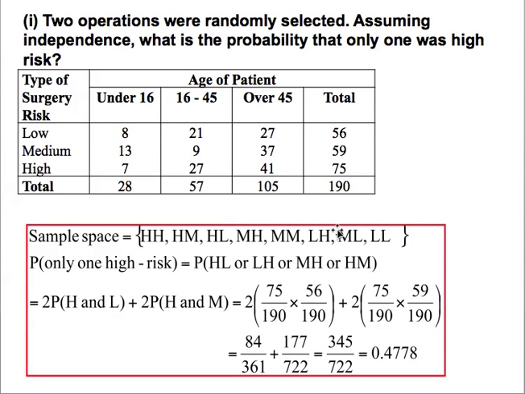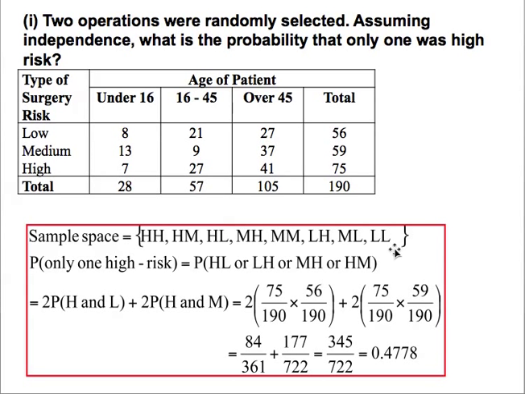Now, a similar question. Two operations were randomly selected, assuming independence. What's the probability that only one was high risk? Now, the sample space for this one, you're selecting two operations. Both could be high risk. One could be high, the other one medium. The first one could be high, the second one medium. First one could be high, the second one low. Next one, first one could be medium, second one high. We could have medium in both, low then high, medium then low, low then low.